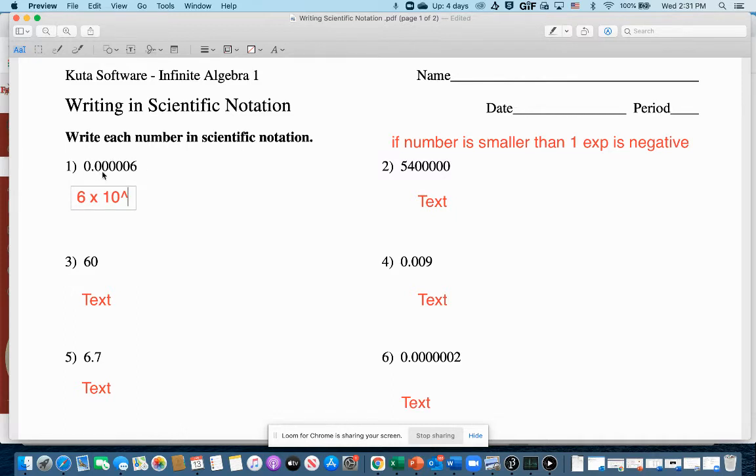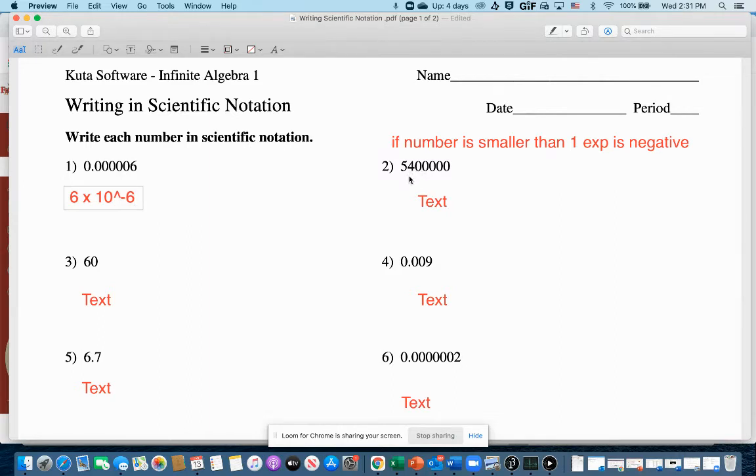Now this number is less than 1, so I know that this needs to be a negative 6. If the number is smaller than 1, your exponent is negative, all right? So that's how I knew right away. If it's bigger than 1, it's going to be positive. So let's go to this one and take a look.